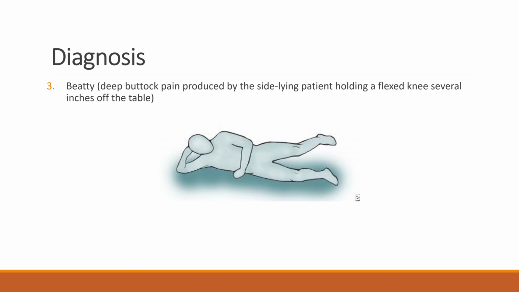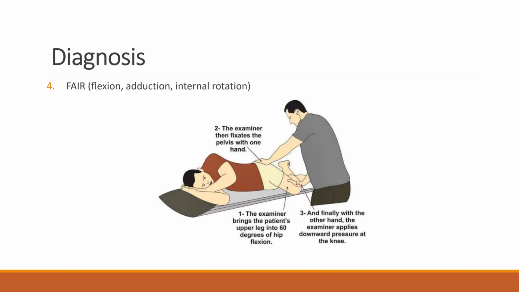Now the third test, which is the BT test. The patient will be in the sidelying position on the unaffected side with the hips and knees flexed, and abducting the thigh. If it produces deep buttock pain, then it is considered positive for piriformis syndrome. The fourth test is the FAIR test, which is flexion, adduction, and internal rotation of the affected side. If it produces posterolateral or back side of the buttock pain, then it is considered positive for piriformis syndrome.